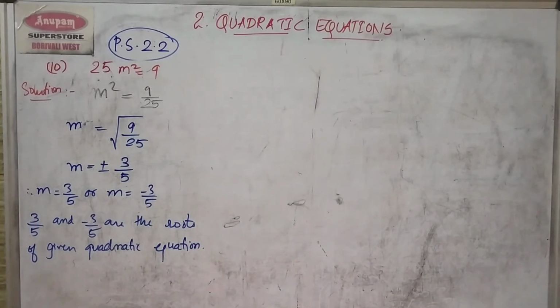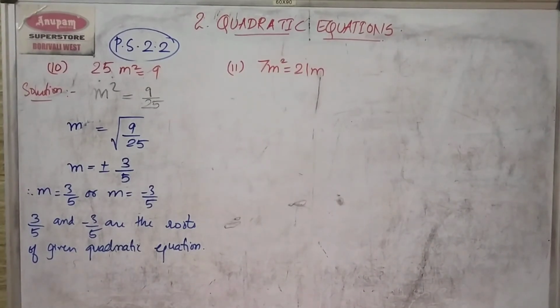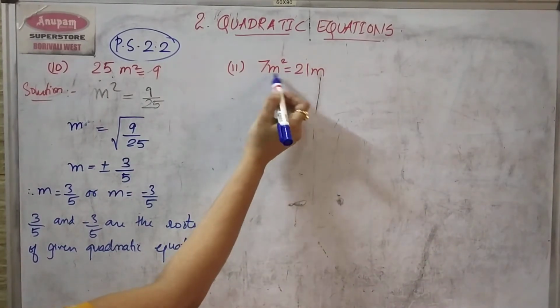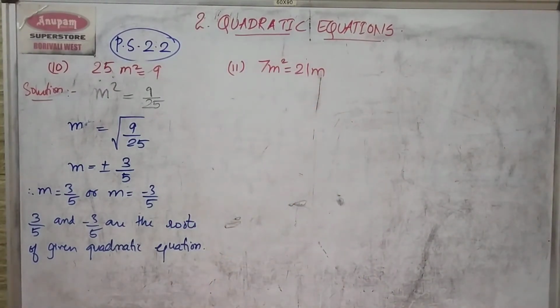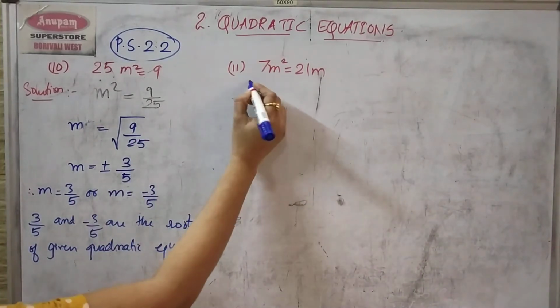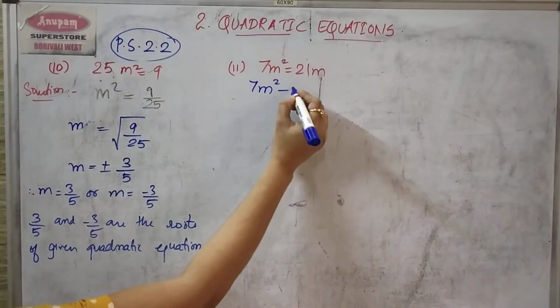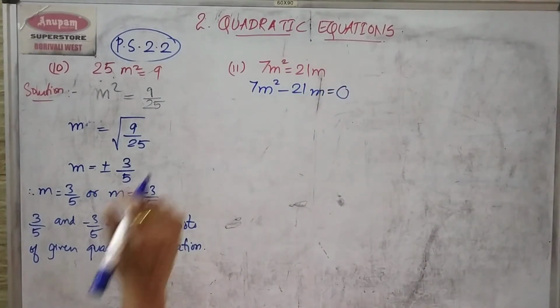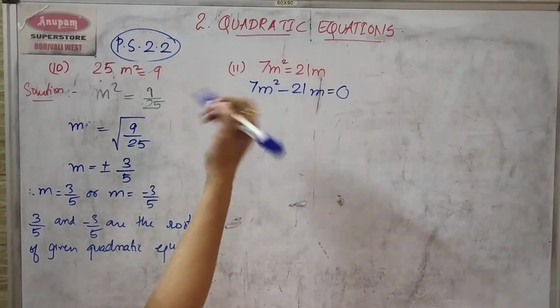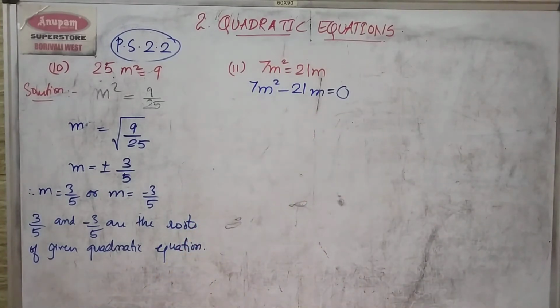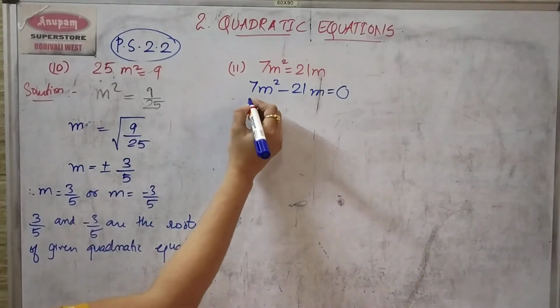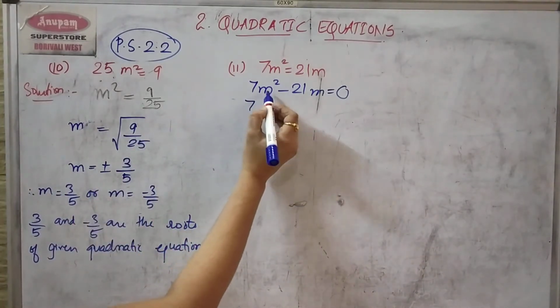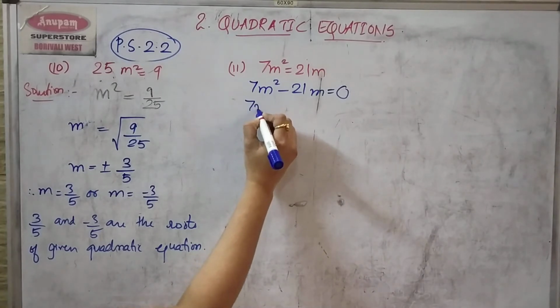11th sum. 7m square is equal to 21m. So now what I do is, see, I cannot find the square roots here, right? So what I'll do is, I take the 21m and shift it here, so this becomes 7m square minus 21m is equal to 0. Now I try to take whatever is common outside the bracket. Now 7 and 21 are divisible by 7, and therefore I have 7 outside, and out of m square and m we have m outside.